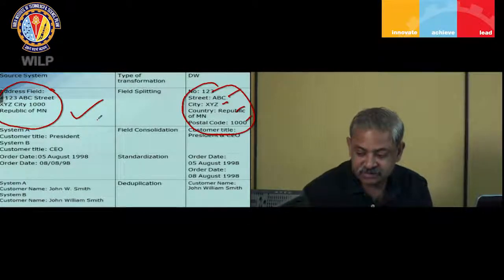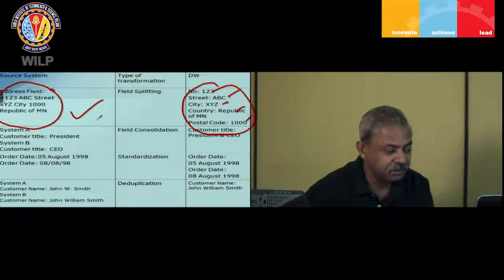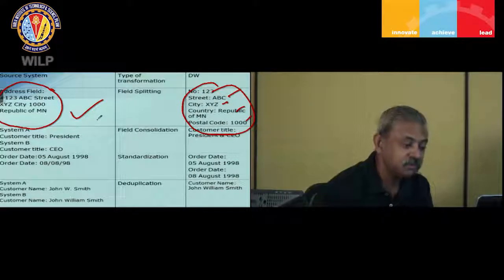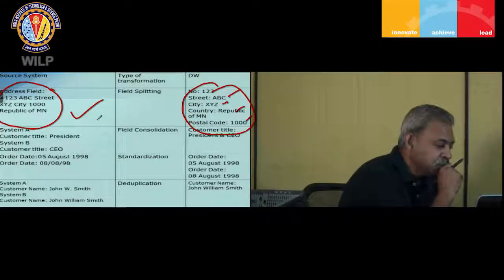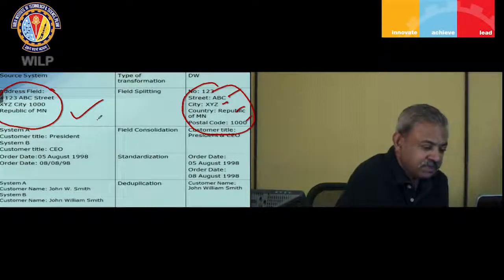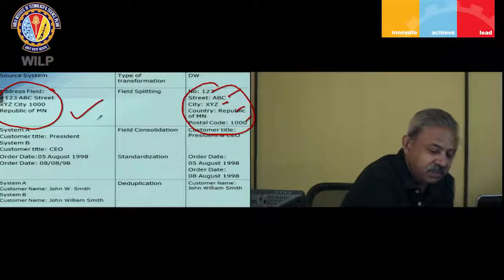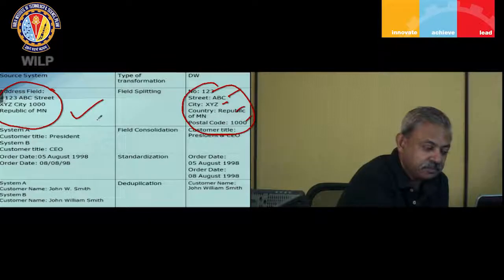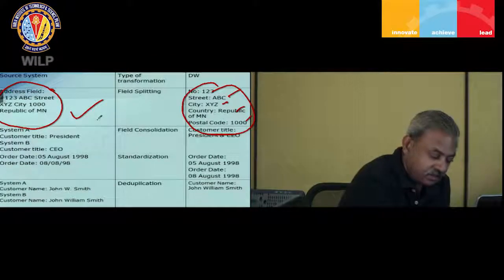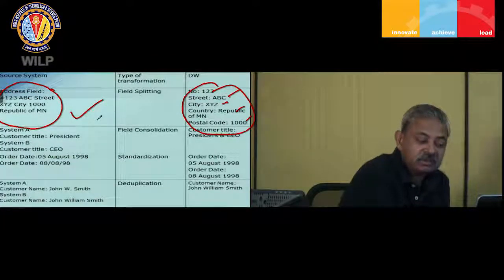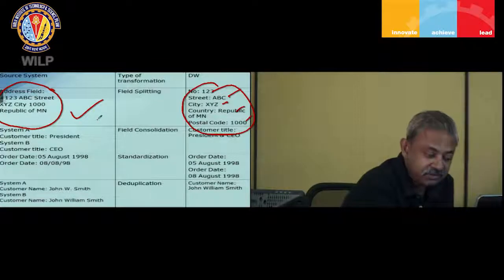Now look at the second example, which is called field consolidation. In system A, the customer title is president. In system B, the title is CEO. If I say that I want to use field consolidation, that means the customer title should be president and CEO. And then dates are always very typical to handle because of the different date formats that we have.